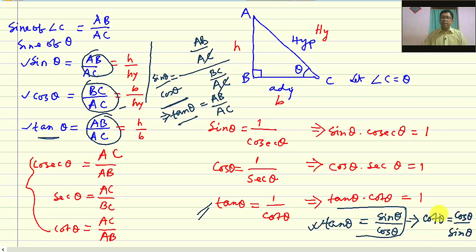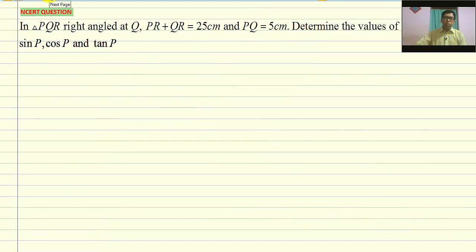Now, using this concept, the relationship between the sides and the angles, we are finding the trigonometric functions and their relations between the sides and angles. So, using these concepts, now we shall use this concept in a few examples. The first example is taken from the NCERT book. I want to read this one.